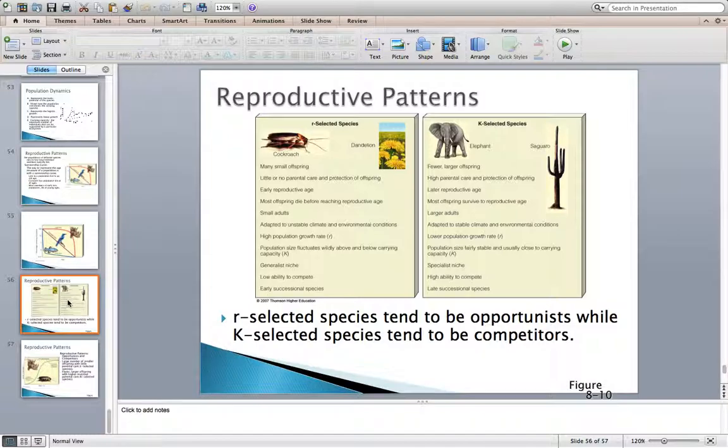K-selected species, on the other hand, are late successional species. They have fewer but larger offspring, and have a later reproductive age. They are not capable of withstanding environmental changing conditions. And we tend to see that populations stabilize near the carrying capacity for K-selected species. And the adults are typically larger in size than the R-selected species. And these species give some type of parental care for offspring, and they have a high ability to compete.